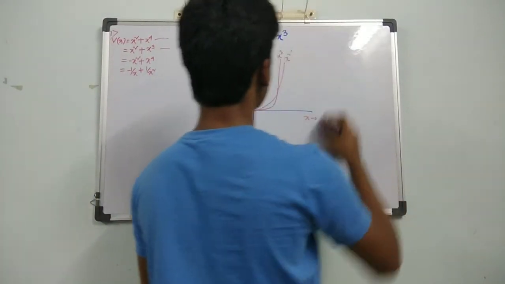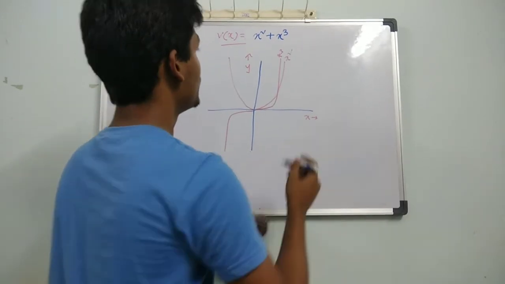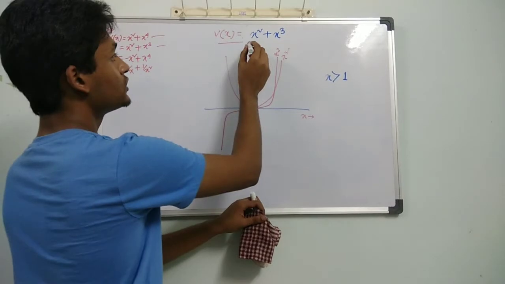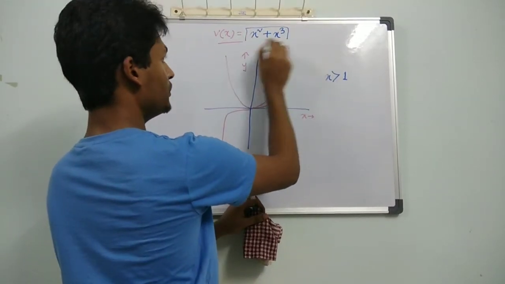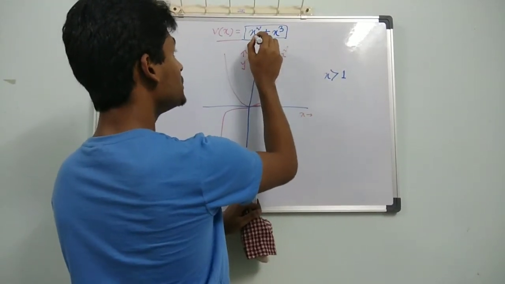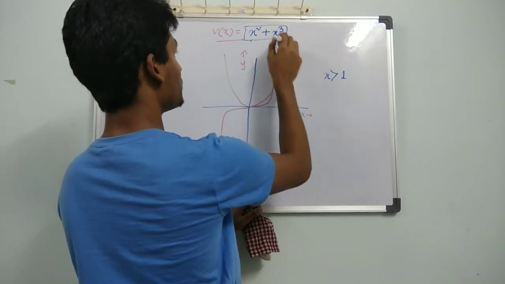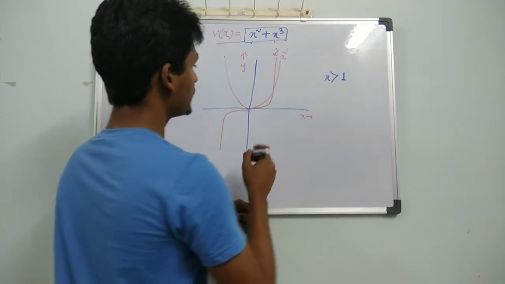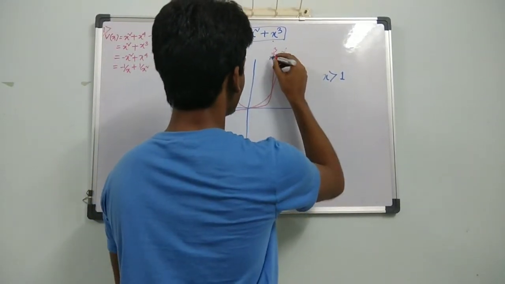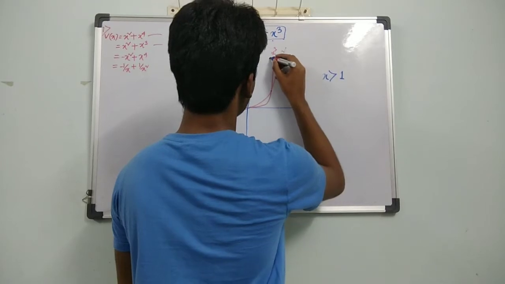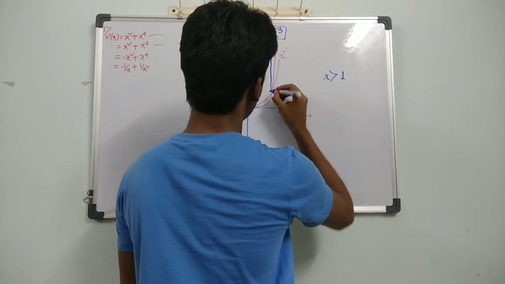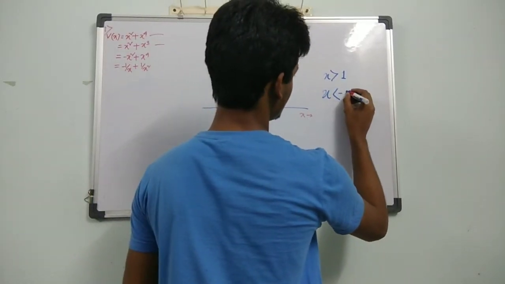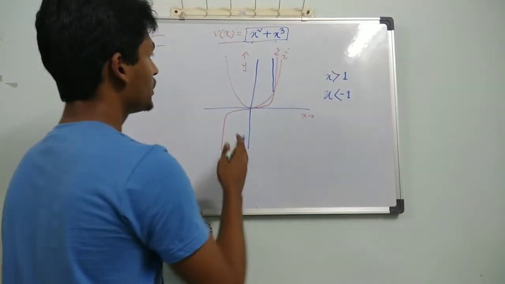So when x is greater than 1, the function will be positive, and again the function will be greater than both x square and x cube, because the function itself is x square plus x cube. So in x greater than 0, if this is my 1, it will go up to this.